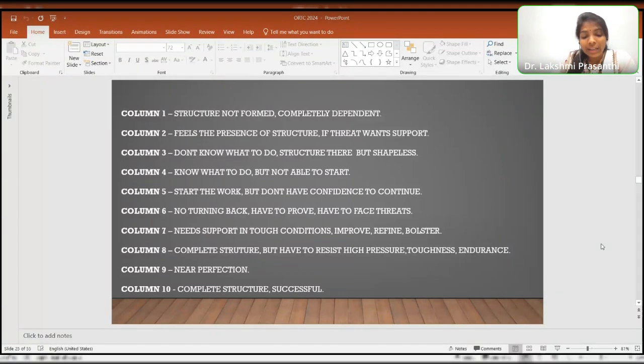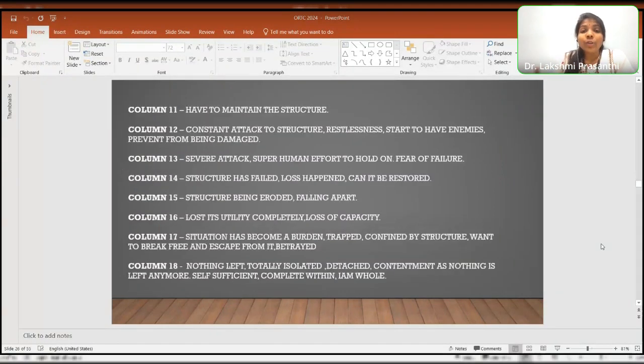The downfall actually happens in the phase where you have to maintain the structure. There is a lot of restlessness that people are attacking your structure and you have to control yourself from falling. There is fear of failure. There is the situation where the structure is just about to erode. There is falling apart. And suddenly you come into a phase of column 17, where the structure has gone down. It has been a complete burden, trapped, confined by structure.